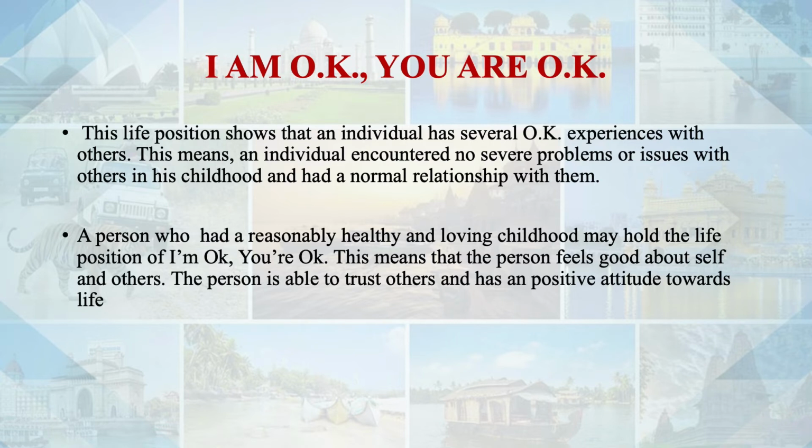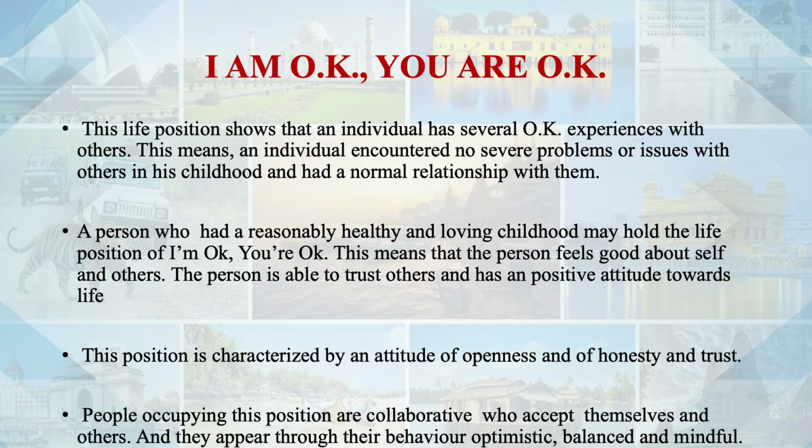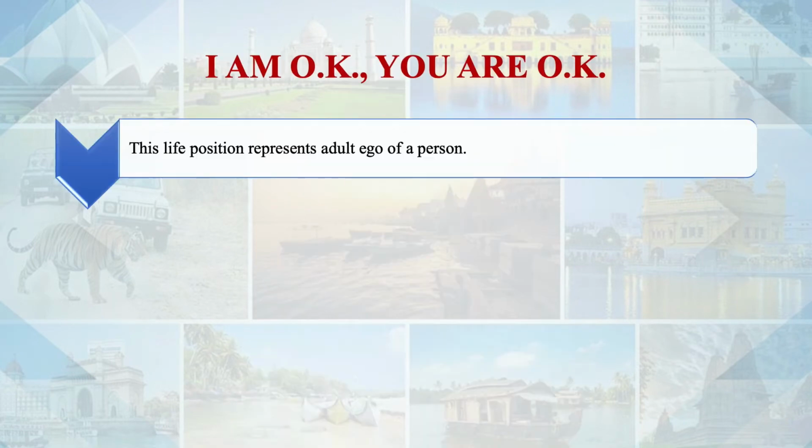The person is able to trust others and has a positive attitude towards life. So, this position is characterized by an attitude of openness and of honesty and trust. People occupying this position are collaborative, who accept themselves and others, and they are optimistic, balanced and mindful. Among the three egos, namely parent ego, adult ego and child ego, this life position represents adult ego of a person.